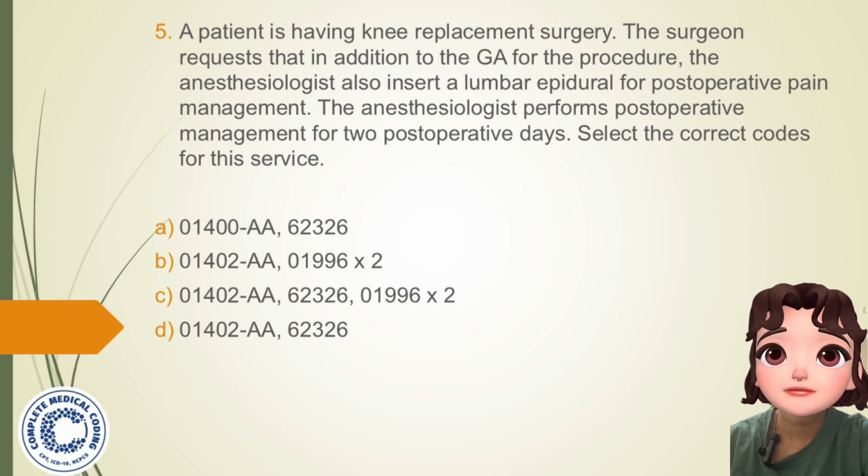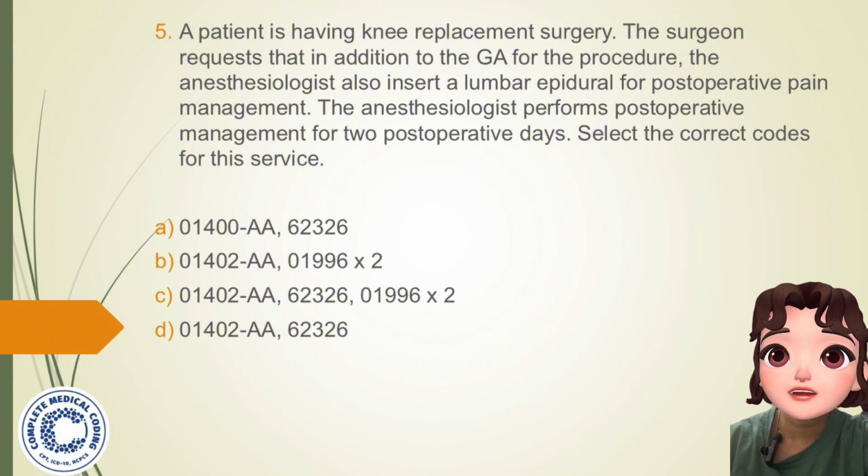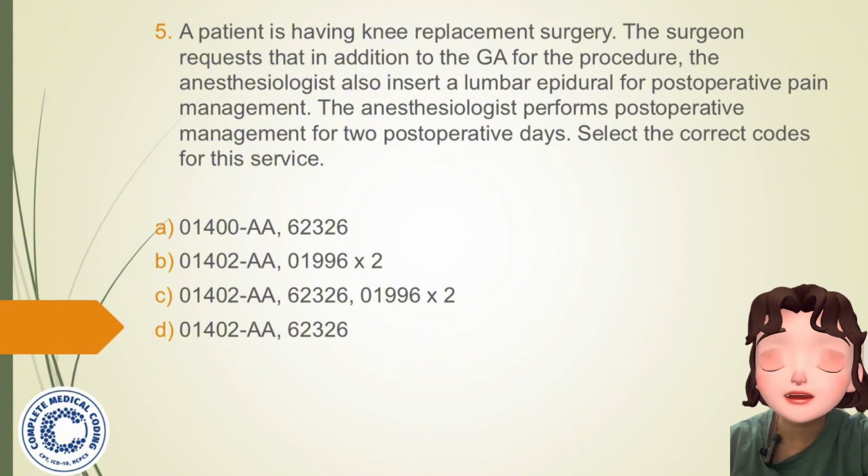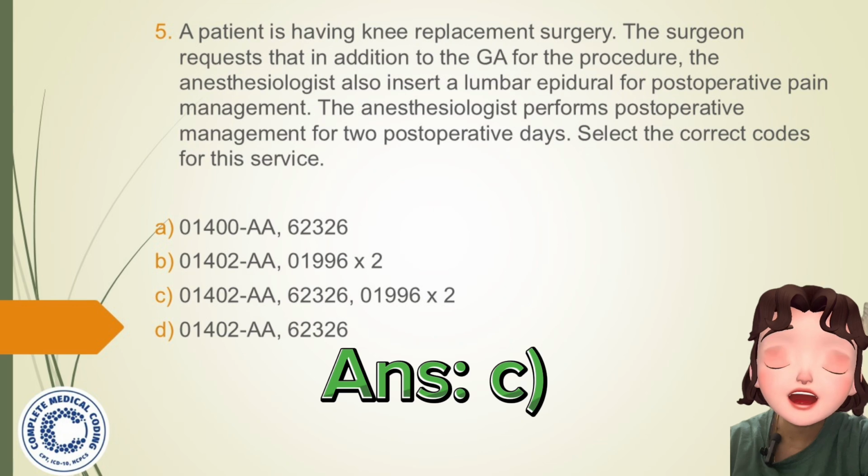AA means that. Okay. And in option D, only 62326 is mentioned. We have to code the injection which is given, that is code 62326, and then the lumbar epidural insertion for 2 days, that is 01996. So the correct answer is option C: 01402 with modifier AA, 62326 and 01996 times 2.